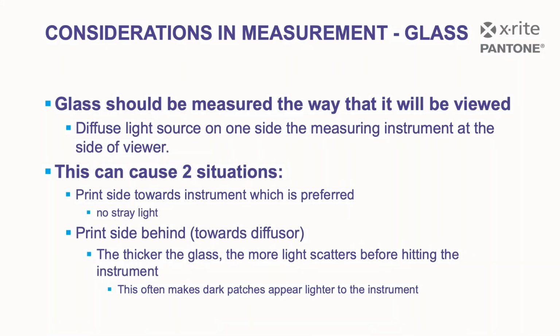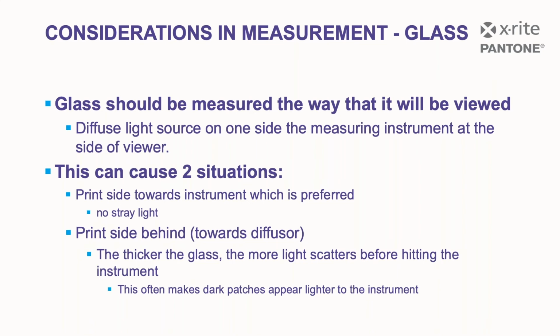And then, as I said earlier, we had this question about measuring on glass last week in our support lines. And again, this is a little tricky, because in the perfect world, you should measure glass the way you're going to look at it. So if you have a diffuse light source on one side and the measuring instrument on the side of the viewer, it's great. That works really well if the print side is towards the instrument. You don't have stray light, and whatever kind of weird stuff the glass does, you're capturing all of that.